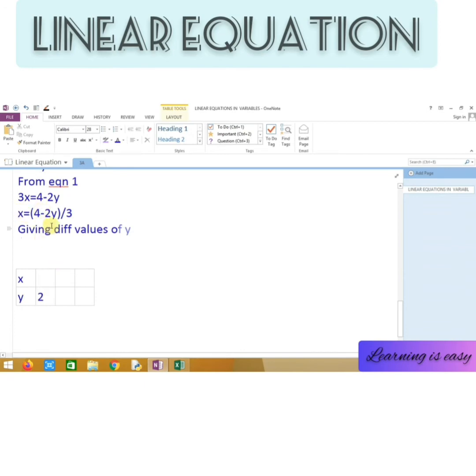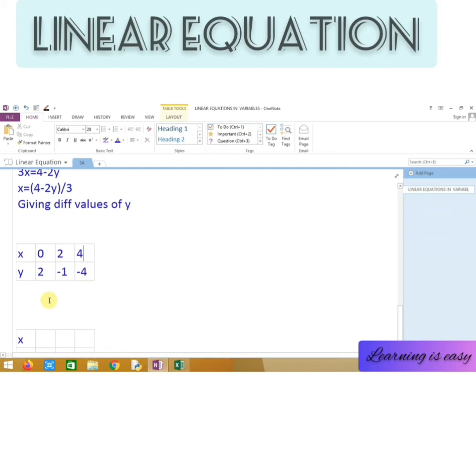If we assume the value of y as 2, then 4 minus 4 is 0. If we assume the value of y as minus 1, then it becomes 4 plus 2, so 6 by 3, 2. If we assume y as minus 4, it becomes 4 plus 8, 12 divided by 3. So the value of x is 4.